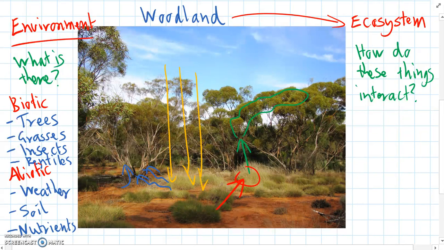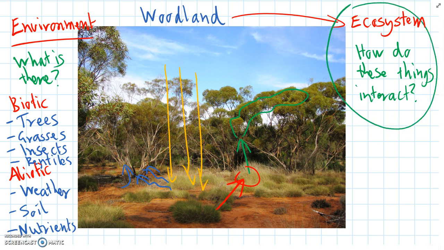So we can see there are lots of different interactions that happen in an environment, which makes it into one big system, which we call an ecosystem. So the final thing to remember is that an ecosystem, all these things interacting together, we call a system.